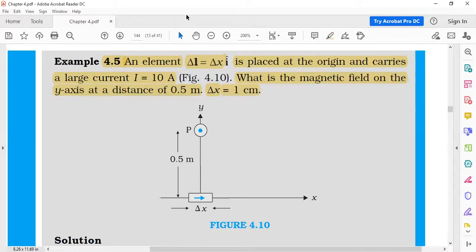The diagram is shown in the NCERT textbook. Please go through it.